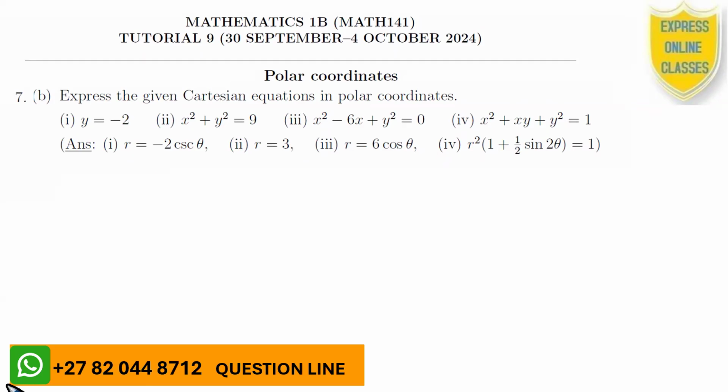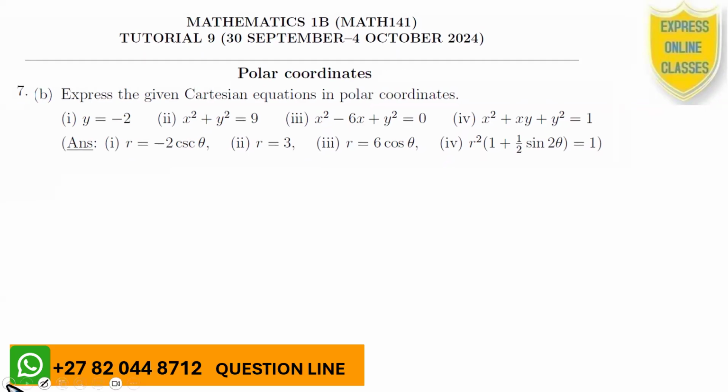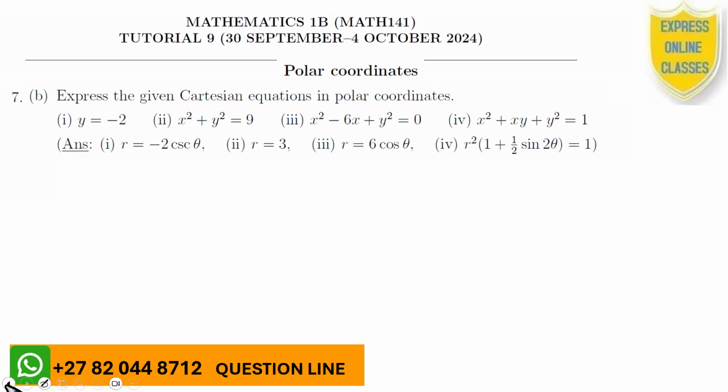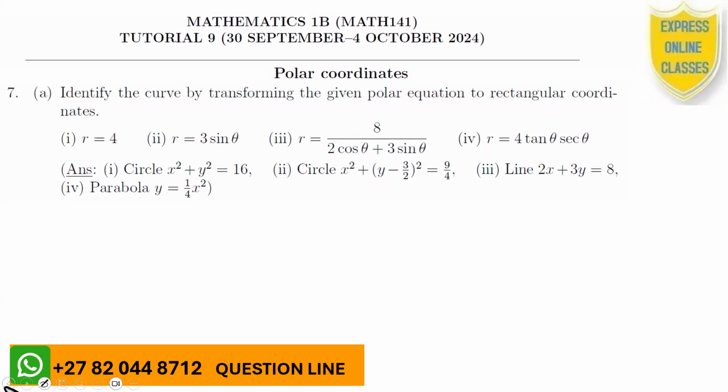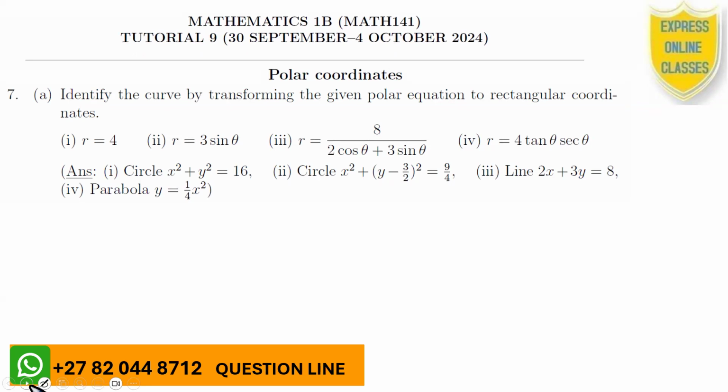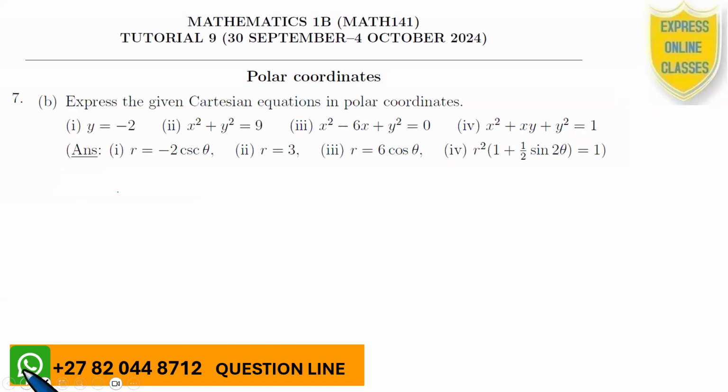Okay, that was 7B. So we're done with 7A, and then there's 7B. Express the given Cartesian equations in polar coordinates. Right, so you have the following Cartesian equation. So let us look at B first Roman figure. We have y equals -2.